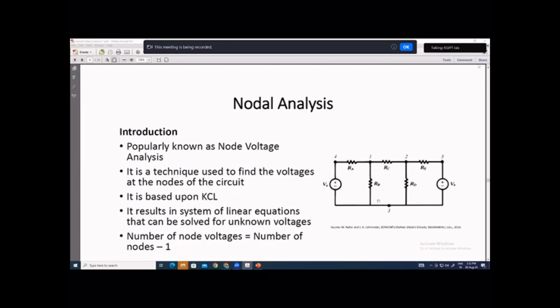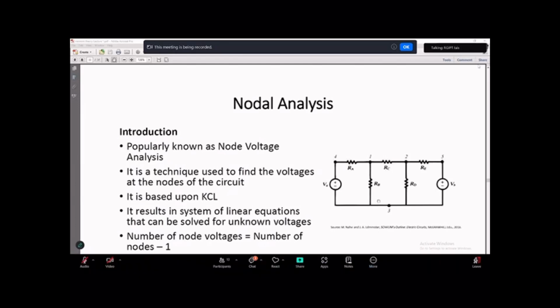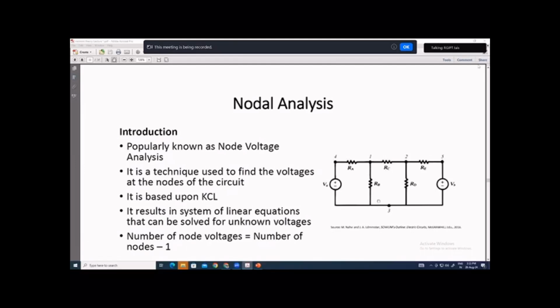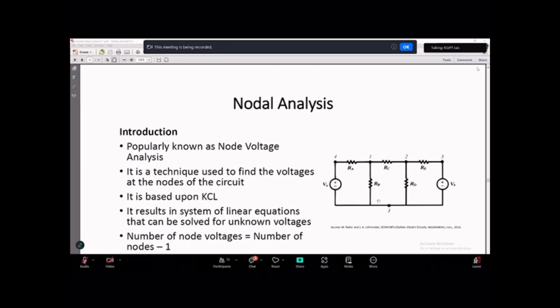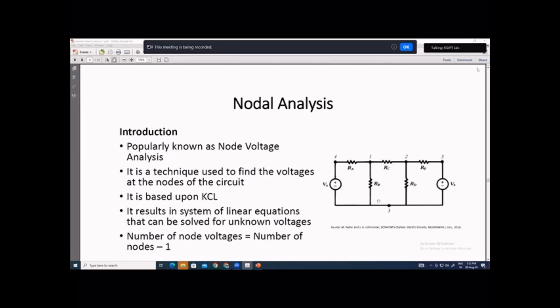How many node voltages do you need? Nodes minus 1. Let us say V1 to the first node, V2 to the second, and so on, V4. But among all these, there is a reference voltage, which we consider as 0. So we are fixing the value of one node to 0 volt.